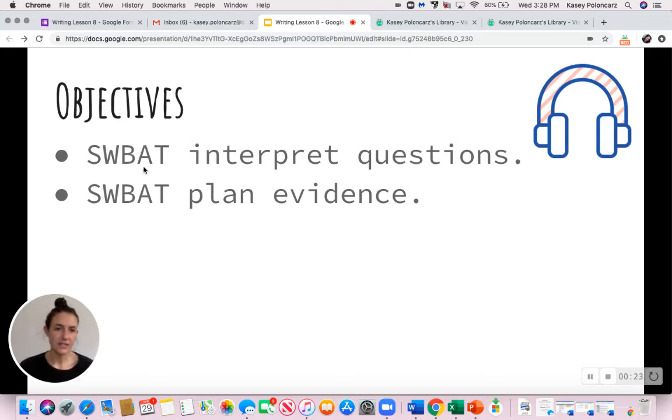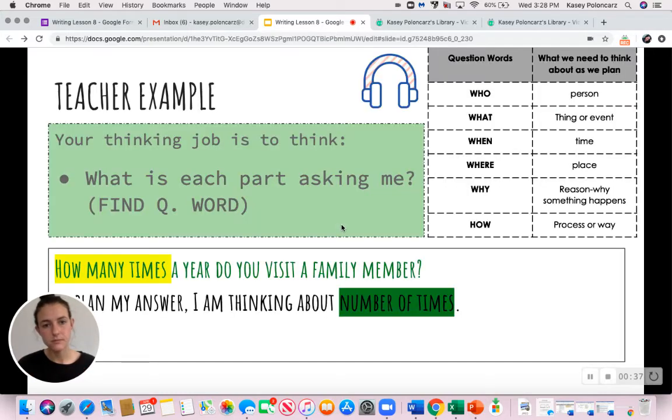So my objective is scholars will be able to interpret questions. So this is just like what we were doing yesterday. You're thinking about the question and you're going to focus in on that question word to figure out what you need to plan for your answer. This one is new. This isn't on our chart. We're going to go over it.